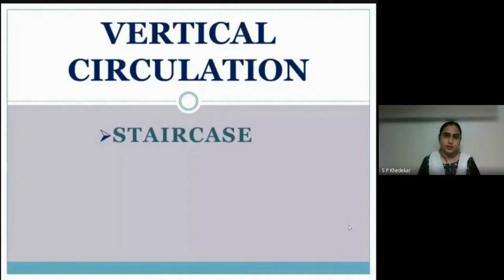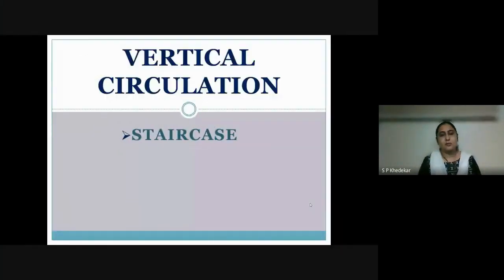The topic that I'm going to cover today is from the subject Building Technology and Architectural Planning, which is for second year civil engineering students for third semester. The topic basically includes the circulation which we use for going from one place to another in a building. So we are going to see various techniques which are used for circulation purpose.